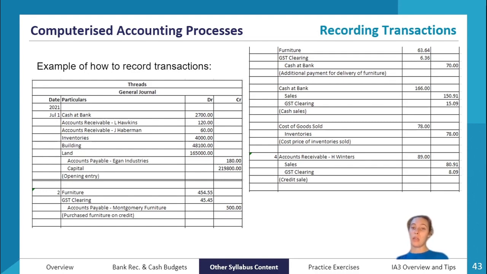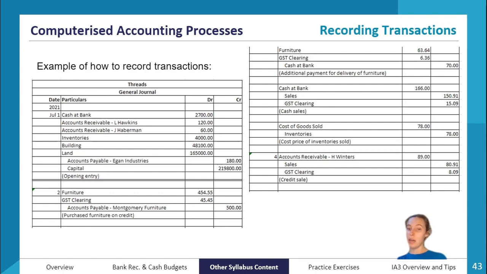We've got the additional payment for the delivery of furniture. Watch out when you've got those little extra things that are said in the instructions. Sometimes they'll say you purchased furniture on credit and you also had a delivery fee, and it's easy to get the first bit and forget the second bit. So always be really vigilant for little things like that.